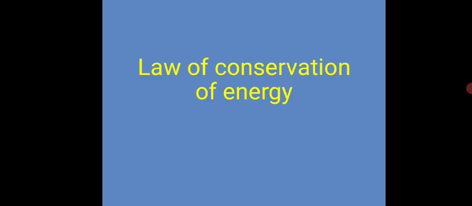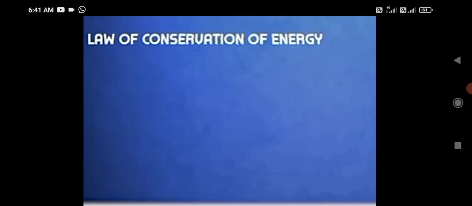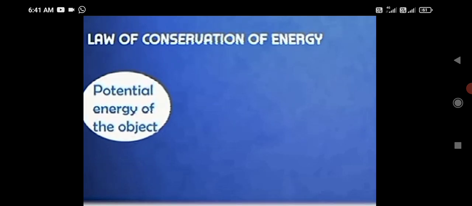Next, we are going to discuss the topic law of conservation of energy. What is the law of conservation of energy? It means energy can neither be created nor destroyed, but it can transform from one form into another form. Mechanical energy is of two types: kinetic energy and potential energy. Kinetic energy means the object is in motion. Potential energy means the object is at rest.